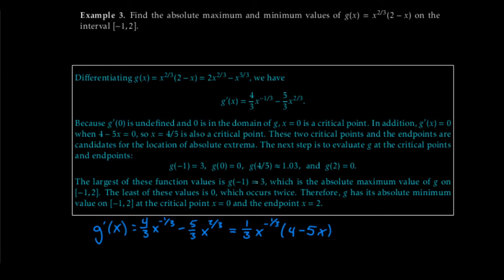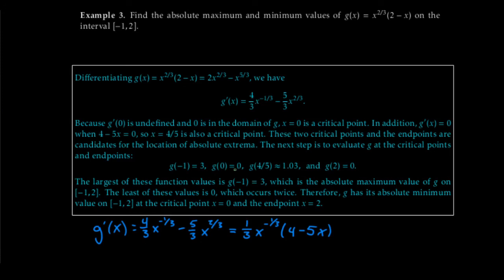So, 3 is an absolute maximum value of g on the closed interval from -1 to 2. The smallest value we get is 0, and this occurs twice. This isn't a problem. While the smallest value happens at two different places, it is still the unique smallest value. Okay, so g has an absolute minimum value on the closed interval from -1 to 2 at the critical point x equals 0 and the endpoint x equals 2. This absolute minimum value is 0. There we go, another example down.